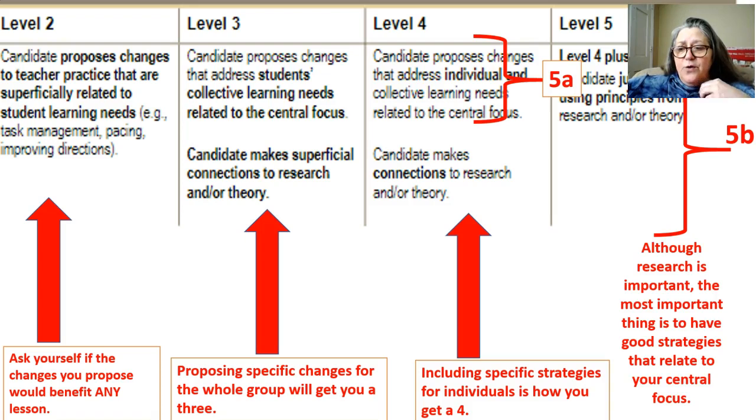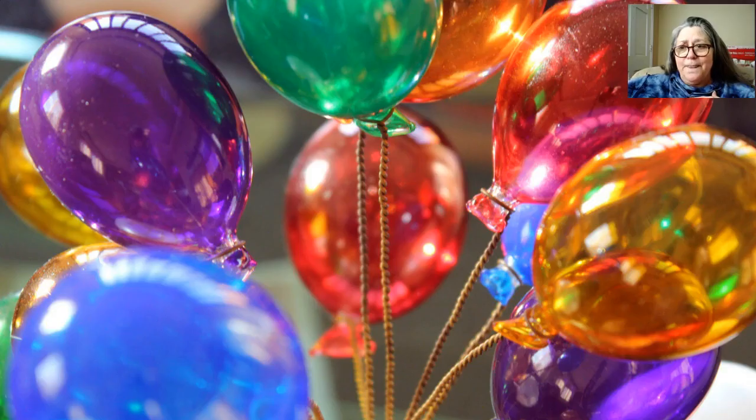And although research is important, the most important thing is to have good strategies that relate to your central focus. Keep that in mind. You can't make a 5 without good solid research and theory, but the most important part of answering prompt 5 is to make sure that the things that you suggest are related to your central focus.